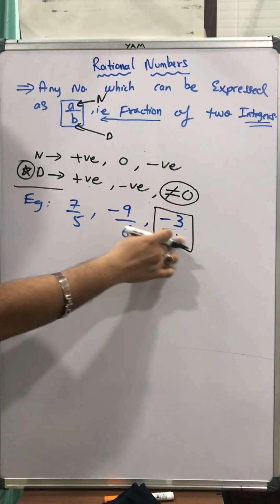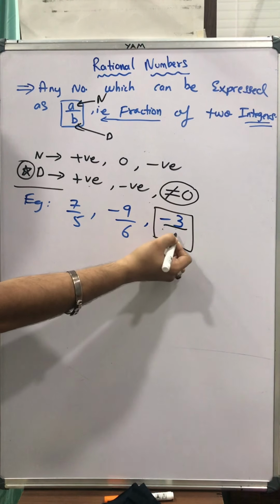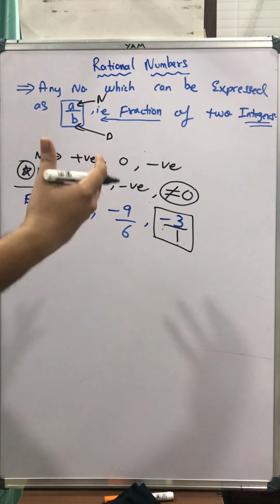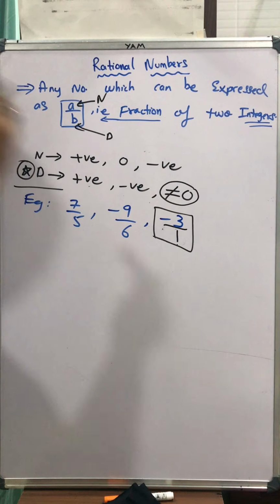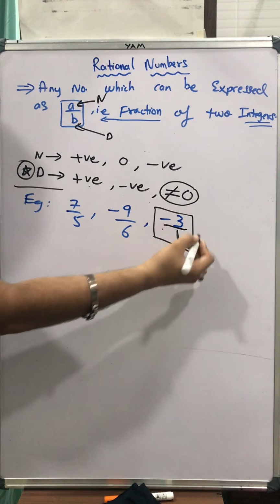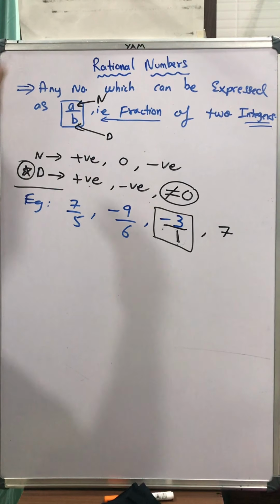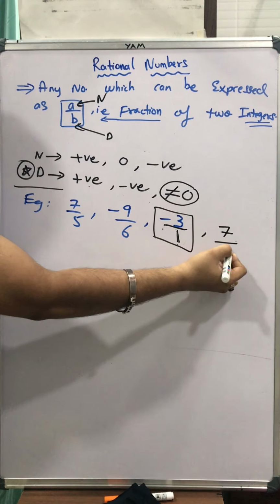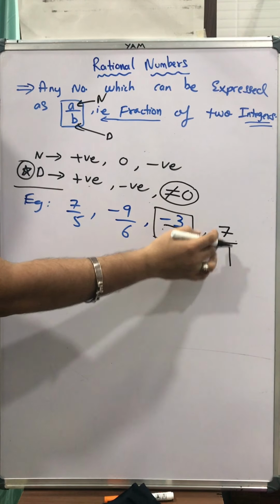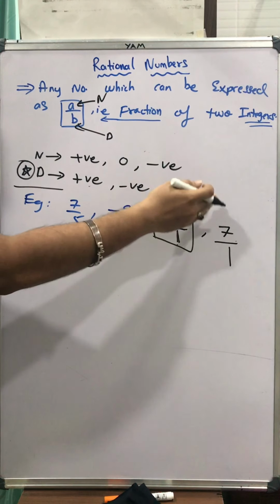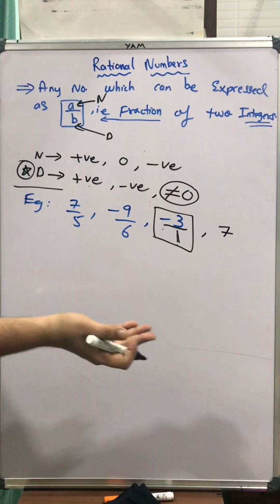So even if they give you only minus 3, when nothing is mentioned in the denominator, it's always 1. In your mind it should be as if it is divided by 1. Similarly, if only 7 comes, you can anytime write divided by 1. This is an integer, and this is also an integer. So 7 upon 1 is a fraction of two integers. So 7 upon 1 is a rational number, or even I can say 7 is a rational number.